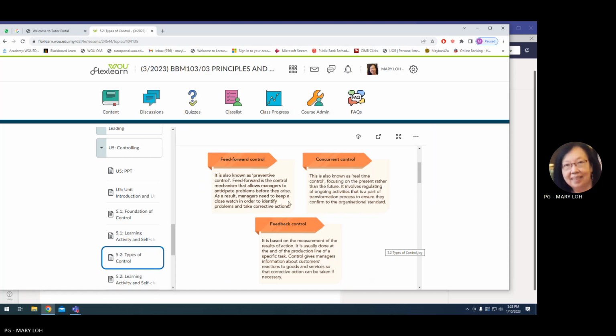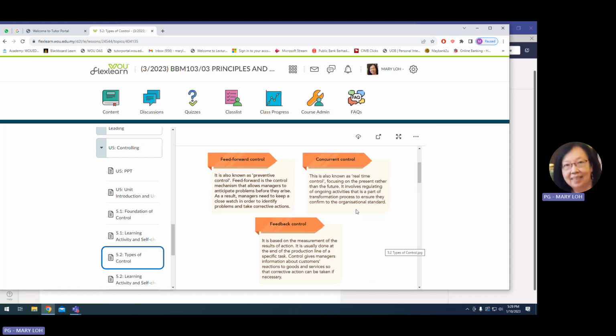Okay. So the second type of control, now we look at the second type. This type of control is also known as real-time control. Real-time control is when you control while something is in progress, while something is happening, something is taking place. For example, quality control.